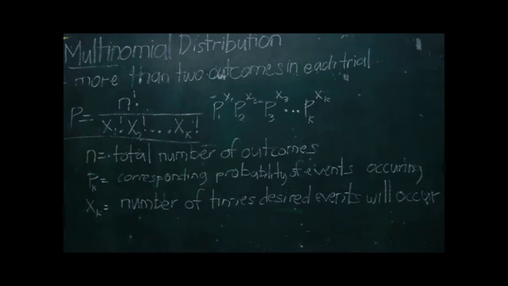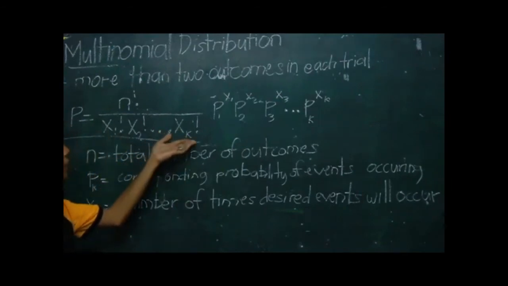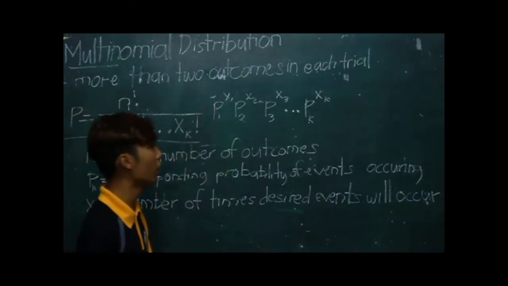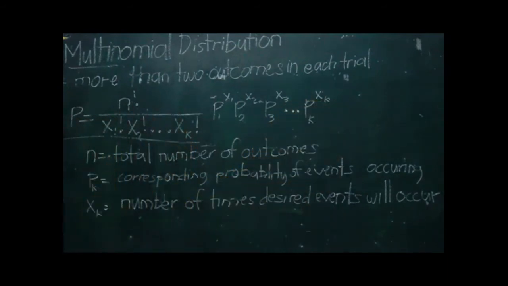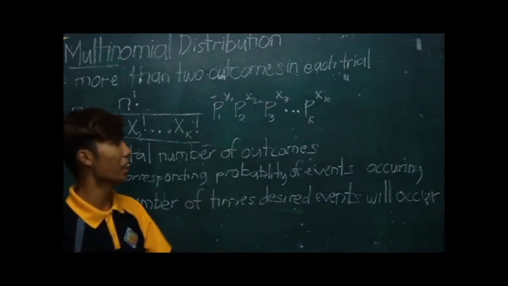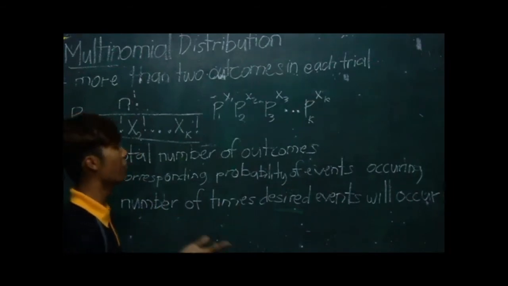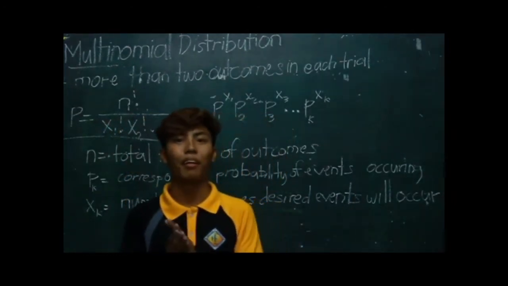Well, based on the formula, P is equal to n factorial over x sub 1 factorial, and so on and so forth, times x sub k factorial, times p sub 1 raised to x sub 1, and so on and so forth, times p sub k raised to x sub k, where your n is the total number of your outcomes, p sub k is the corresponding probability of each of the events occurring in each trial, and x sub k is your number of times desired events will occur. So stay tuned for more examples and good day.